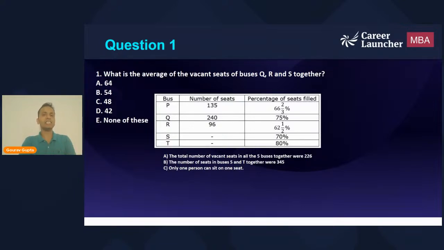After I get the answer of this question, I will discuss the basic things which are related to the calculations of this set. Okay. So the first question, what is the average of the vacant seats of buses Q, R, and S together? What is the average of the vacant seats?